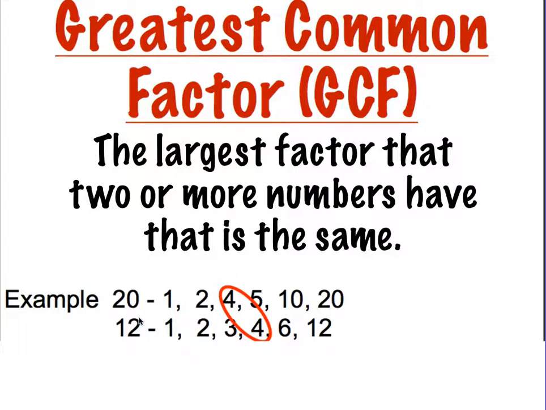Right? So greatest common factor is the largest factor that two or more numbers have that is the same. So for example, you have 20 and 12. So listed here are the factors of each of them, and they have 1, 2, and 4 in common. Since 4 is the largest one, then 4 is the greatest common factor.